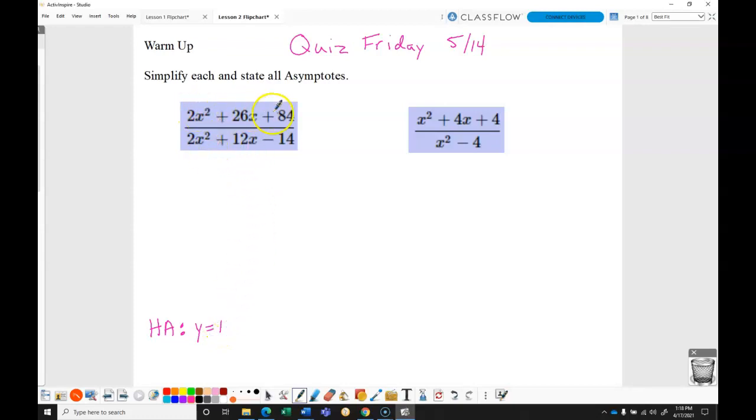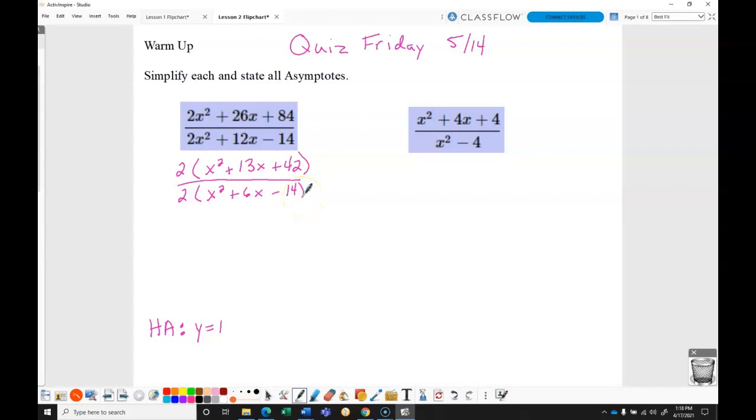Okay, so I'm actually going to factor out a 2 because it's common. 13 and 42. And in the bottom, I'm also going to factor out a 2 because it's common on all of those as well. So plus 6x minus 14.